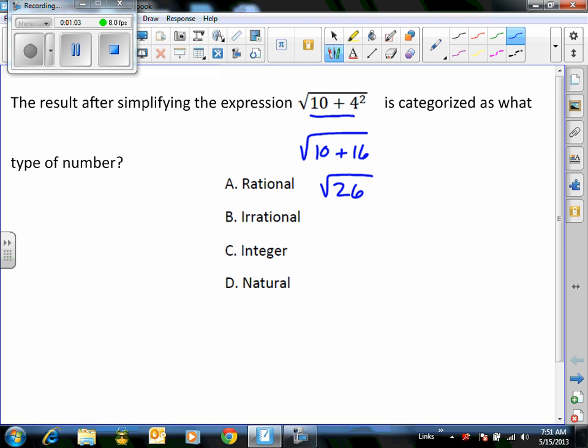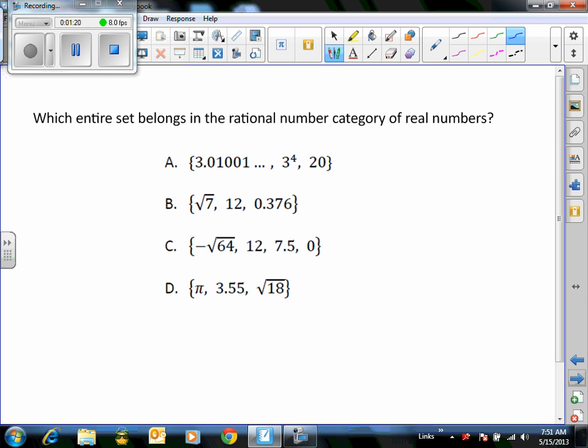It's 5.099, and you should see this on your calculator as well, and it continues on, but it has no pattern. There's no repeating, and it does not terminate. The only thing it can be is irrational. The next question that you had was looking at these sets of numbers that are within the brackets and identifying which entire set belongs to rational numbers of the real number system.